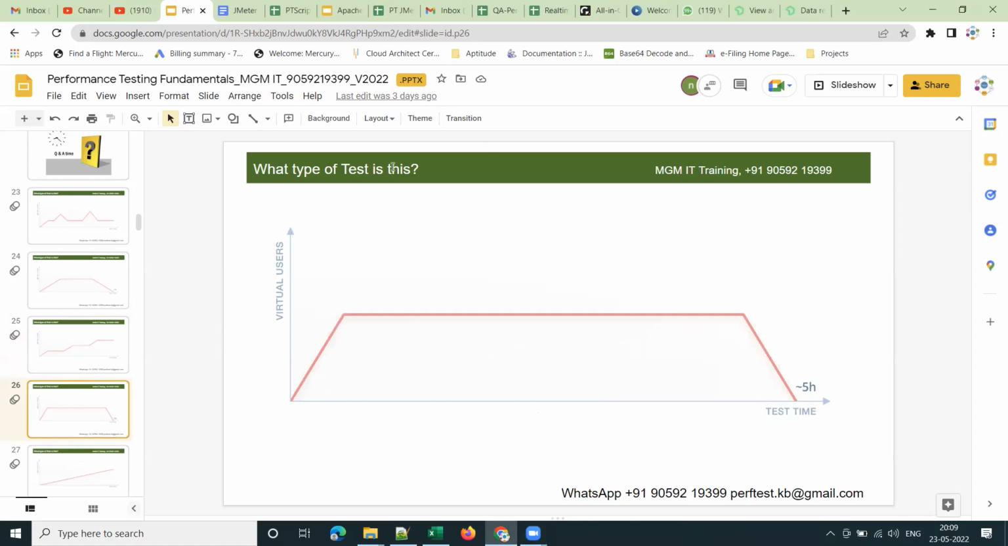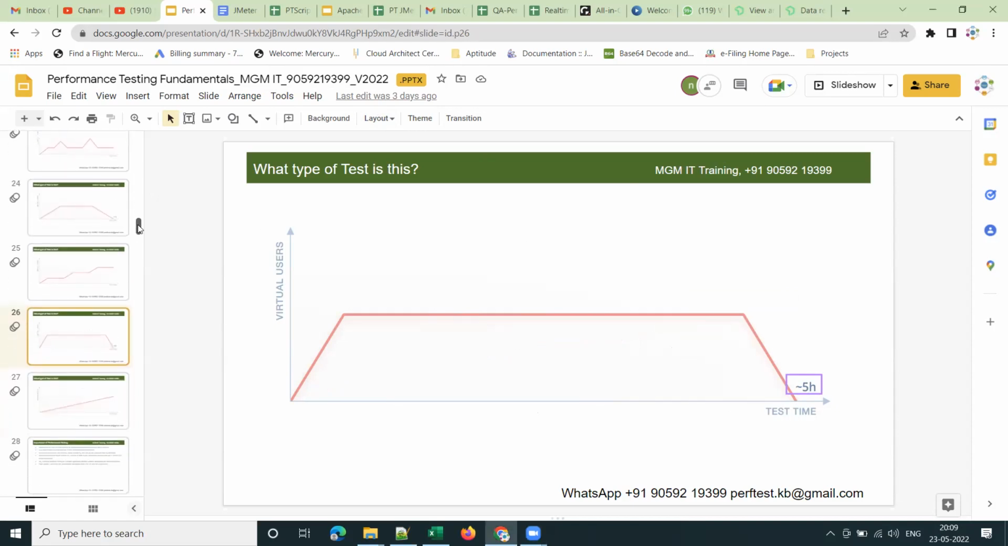Endurance test, also called a soak test. As you can see here, 5 stands for 5 hours. Elapsed test time is represented on the x-axis and user load on the y-axis. So this graph best represents an endurance test.